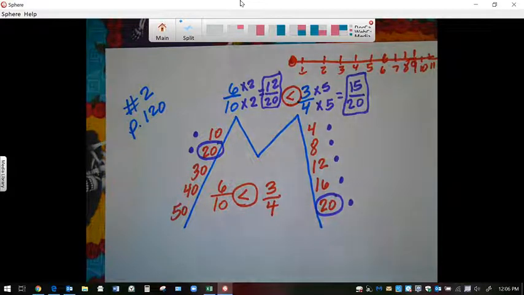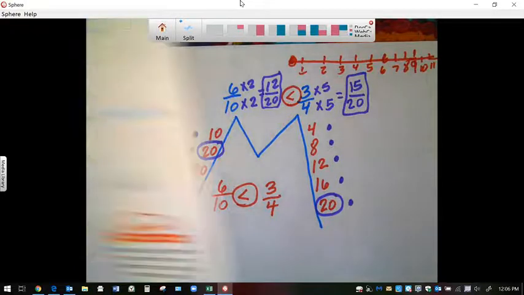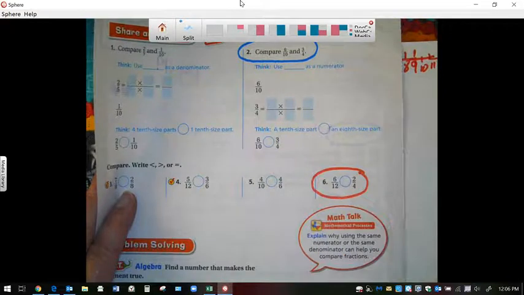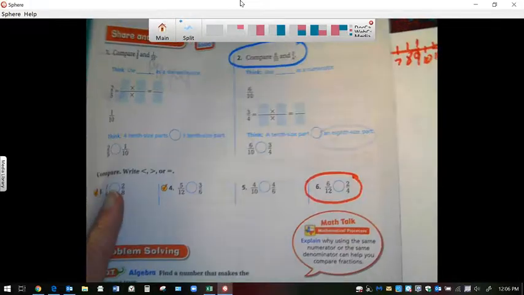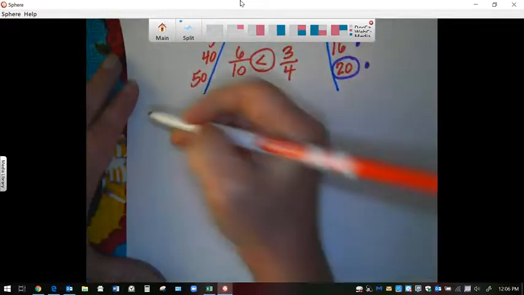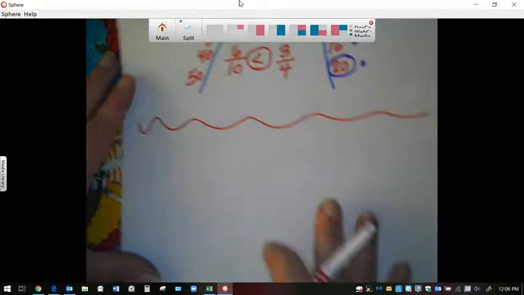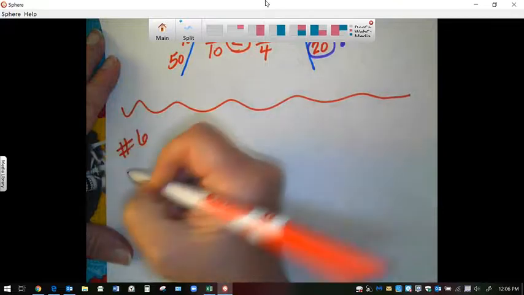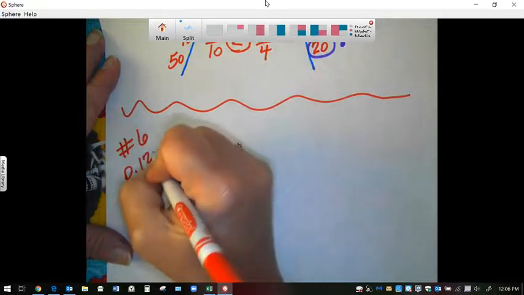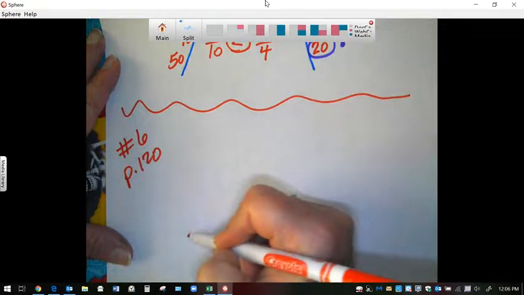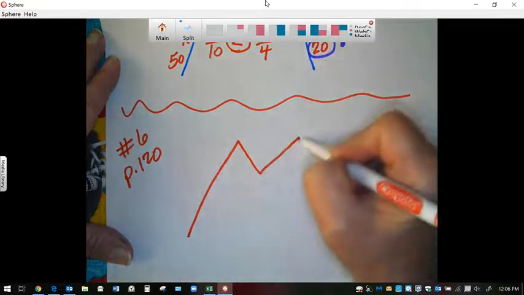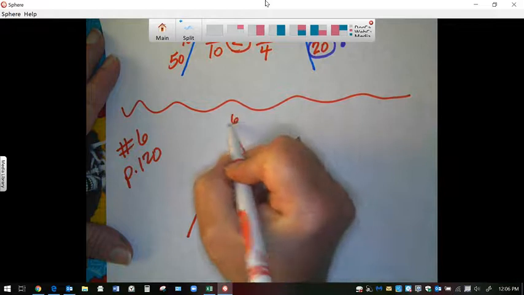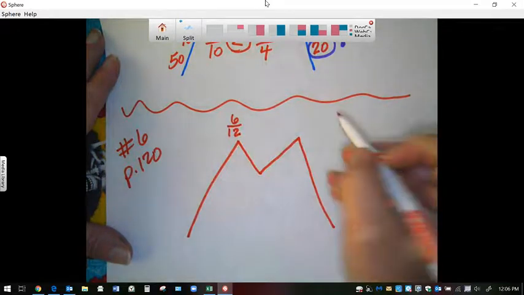Let's try to do another one as an example. I'm going to work on number 6, and I'm still on page 120. So I'm going to draw a little squiggly line, and we're going to do number 6. I'm going to draw my M, and my two fractions are 6/12 and 2/4.